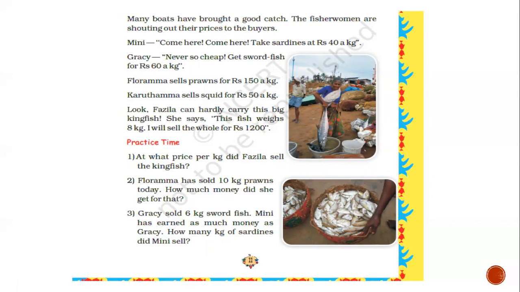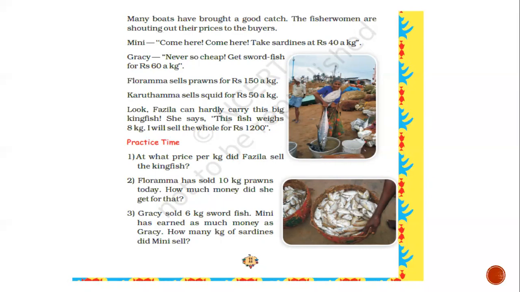That is 6 multiplied by 60, which is 360. Please read the question carefully. The question is saying that Minnie and Gracie both have earned equal money today. So how much does Minnie have to sell of sardines to earn equal to Gracie? We know Minnie was selling sardines at rupees 40. So to earn 360, how much will she sell? We'll divide 360 by 40, which is 9 kg.